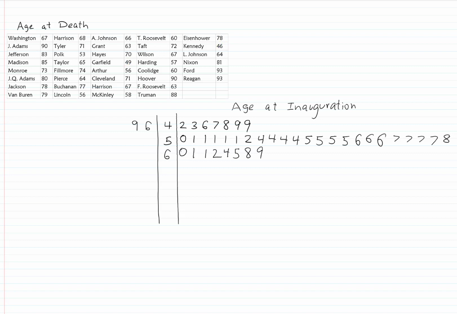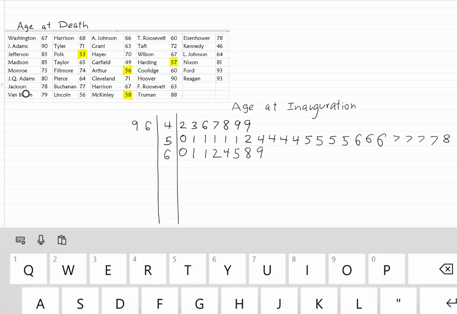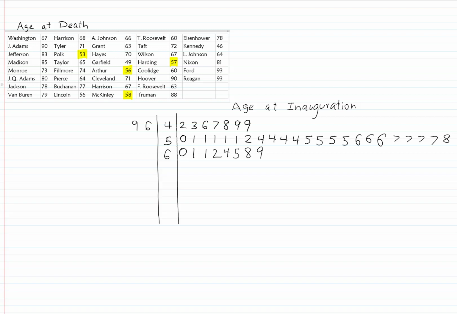Now let's find the 50s. These will be more spread out. Okay, 53, 56, 57, and 58. 3, 6, 7, and 8.